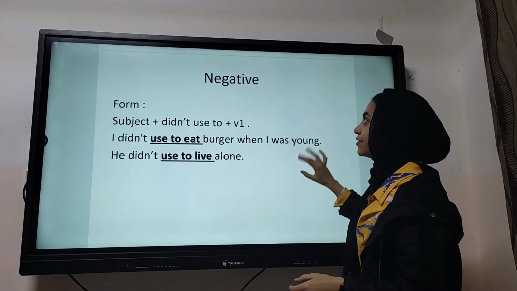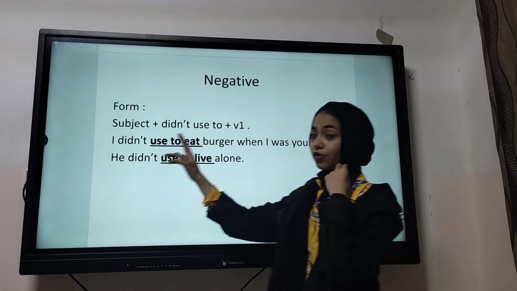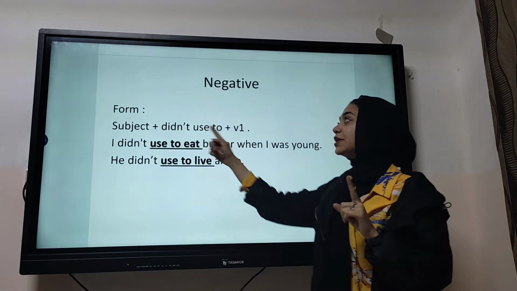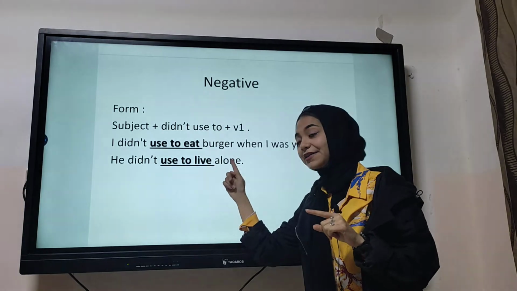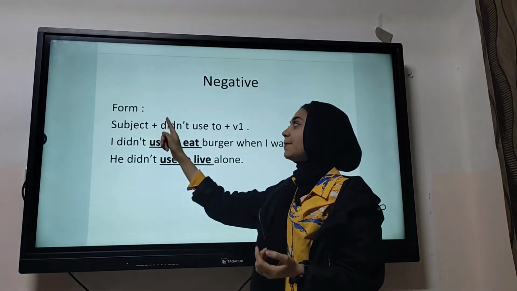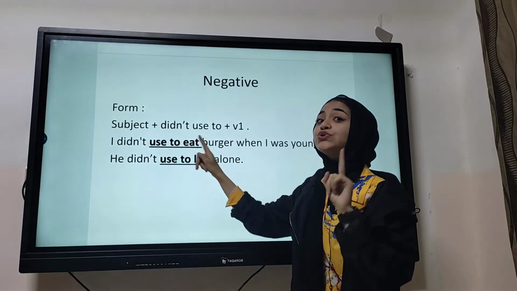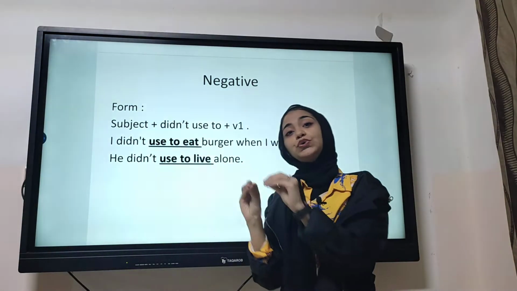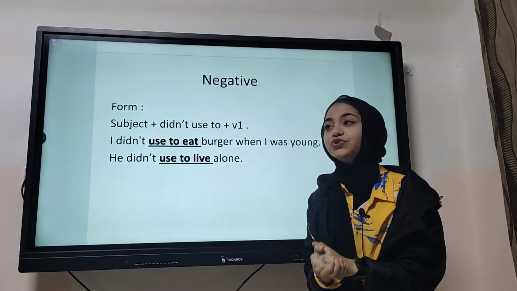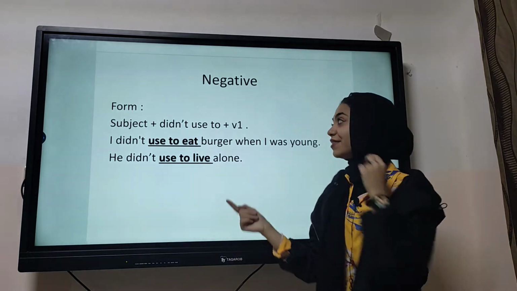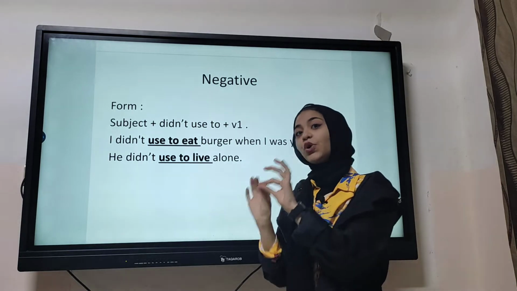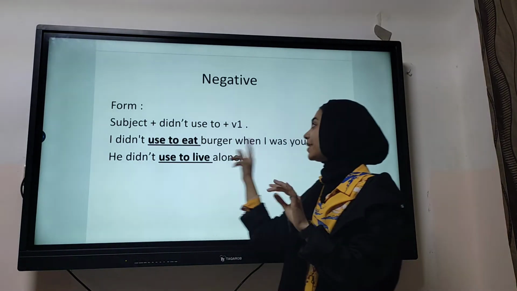Now, the negative of used to. Form: subject plus, focus, didn't use to. Didn't use to, simple past, right? Plus verb 1. Again, what is the form? Subject plus didn't use to. Not didn't used to, didn't use to. As you know guys, after the verb to do, what do we have? Verb 1. That's why here didn't use to, not didn't used to, without D: use to plus verb 1.